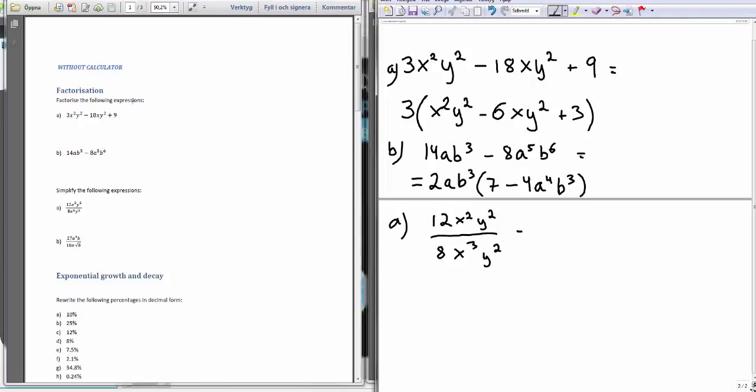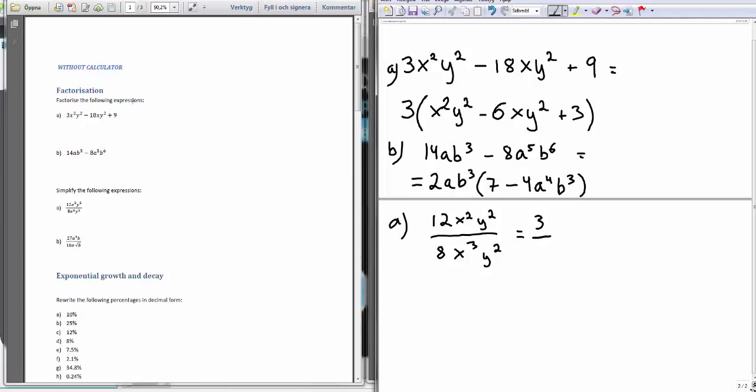Remember that this is the same thing as saying 12 times x times y times y over 8 times x times x times x times y times y. And every time we have just a bunch of factors times each other here and down here, we can cross out if they're the same. So when it comes to the number, we can actually find a 4 in both 12 and 8. So if I cross out the 4 in 12, I'm left with 3.